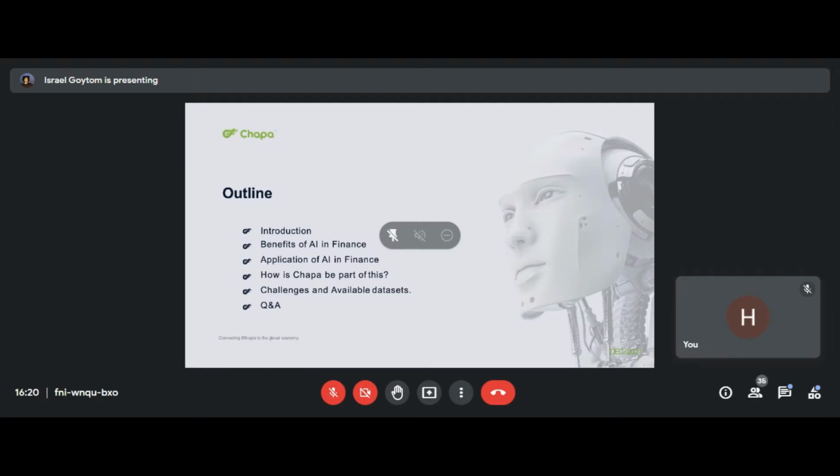Since everyone is talking about AI, how can we use AI to utilize and to empower the financial sector here in Ethiopia?